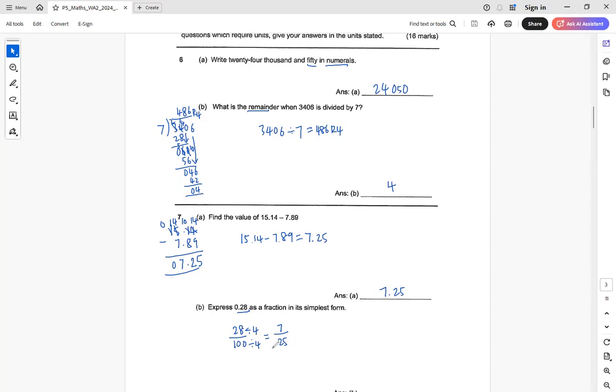So for students who actually did divide by 2 and then divide by 2 again, you will also get the same answer. Okay, so just make sure you check whether your answer is really in the simplest form. Okay, if not, you have to continue dividing. Okay, let's move on to the next question.